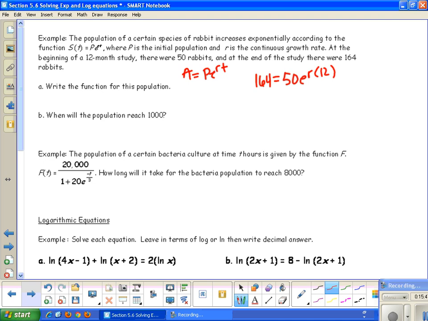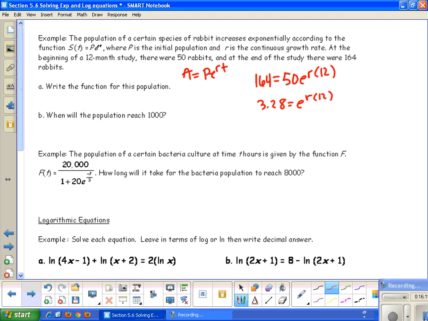And for this equation, because it's talking about a 12-month study, normally we put time in years. You can do that here, which will be easy to do, which we'll talk about later with our answer. But for right now, since it's months, we can leave our time in months. So when I solve this equation, I would divide by 50. And since this is base e, I'm going to use natural log and rewrite this.